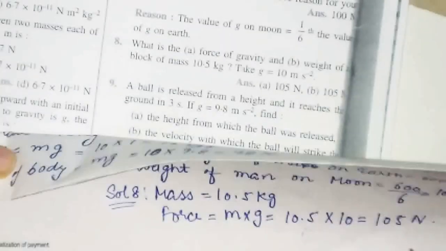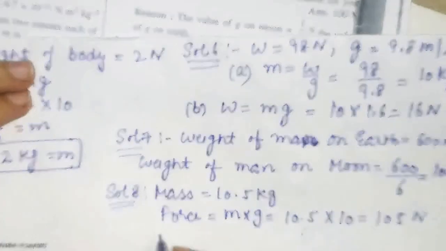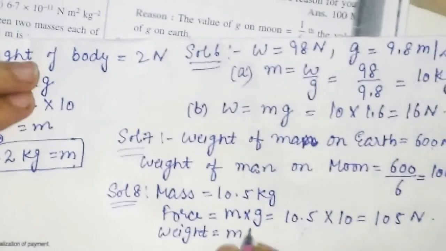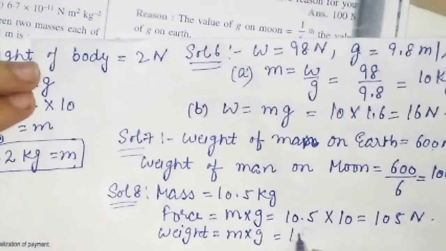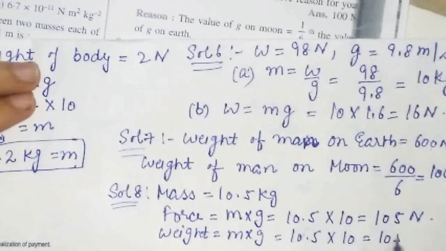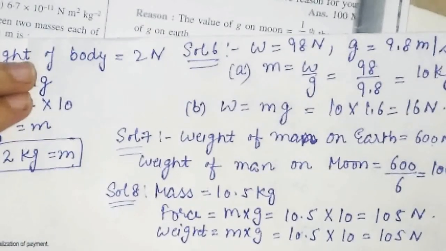And in second part we have to calculate weight. Similar formula will apply again. M into G. Mass is 10.5, G is 10, and it becomes 105 Newton. Clear?